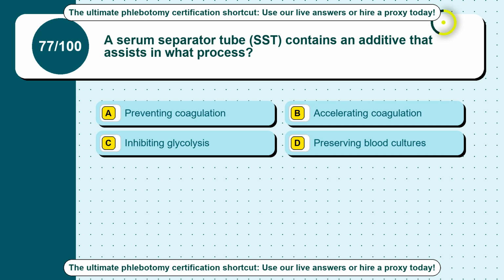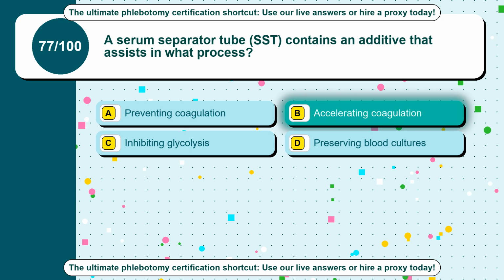Option A, preventing coagulation. Option B, accelerating coagulation. Option C, inhibiting glycolysis. Option D, preserving blood cultures. The correct answer is option B, accelerating coagulation.